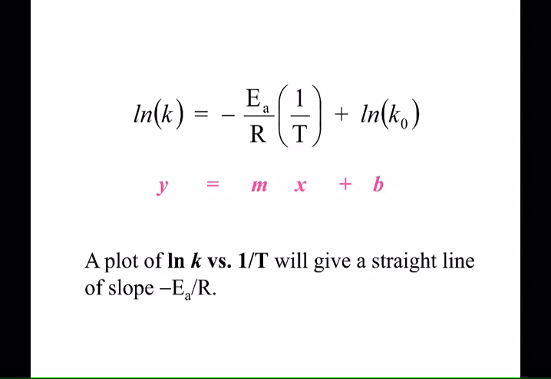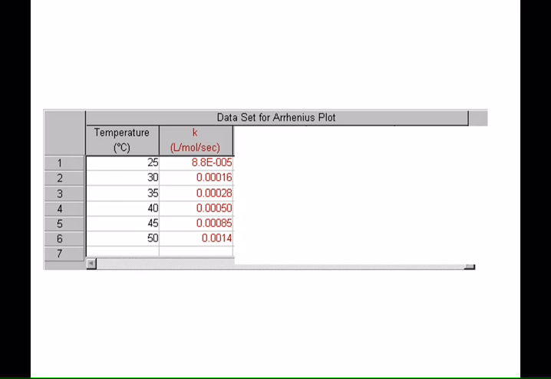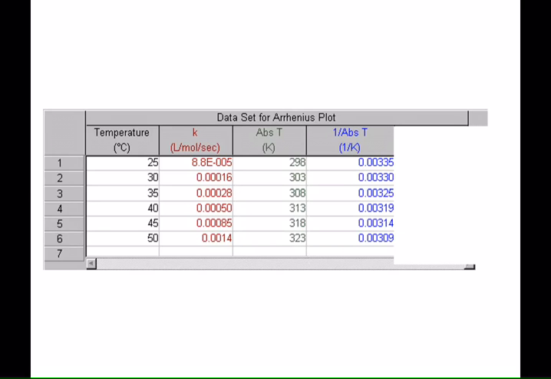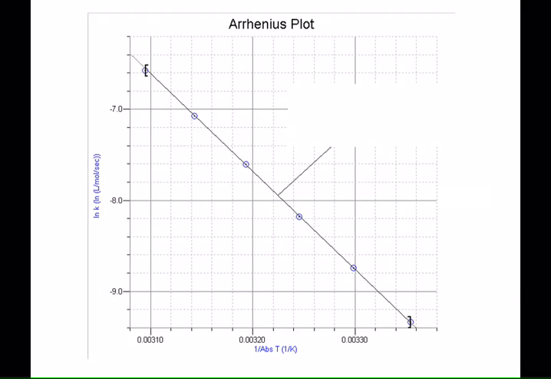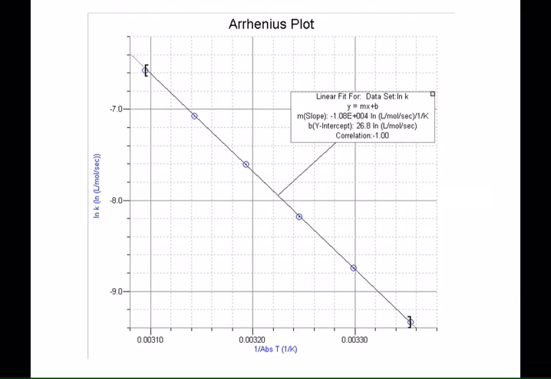All right, let's see what this data looks like then. So this would be your Logger Pro. This is your raw data, the temperature in Celsius and the rate law constants. This is adding 273 to your temperature. And this is taking the inverse of your absolute temperature, getting it ready for the x-axis. And this is taking the natural log of your rate law constants. So we're ready to take those last 2 columns and plot them. And this is what they look like. Nice, pretty straight line. Good correlation coefficient. So your slope is negative 1.08 times 10 to the fourth.